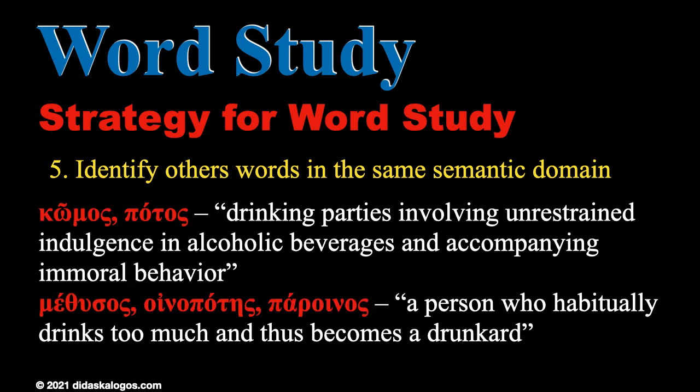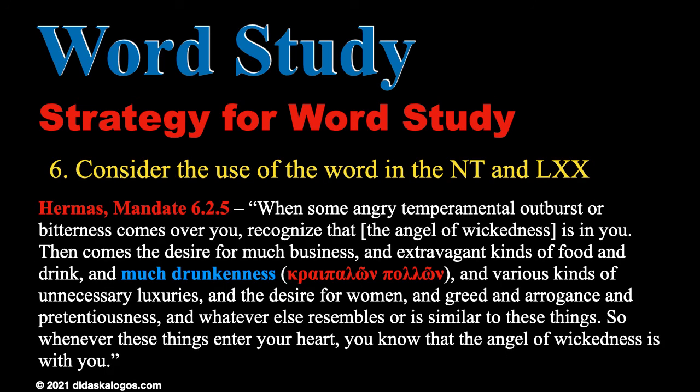We also have komos and potos, methuo, oinopotes and paroinos, which will help you then to distinguish that word. And then also consider number 6, the use of the word in the New Testament and then also the Septuagint and other intertestamental literature. So here we have Hermas, Mandate 6.2.5.